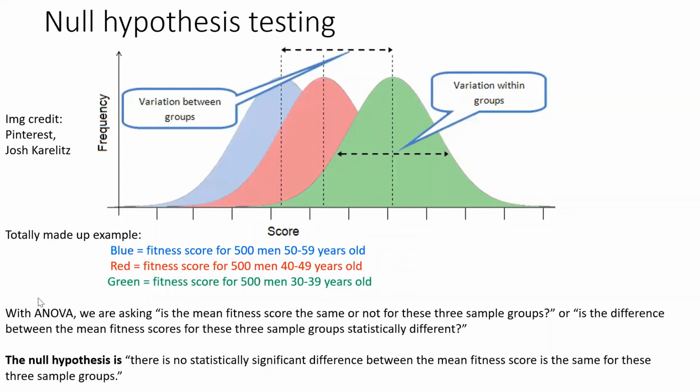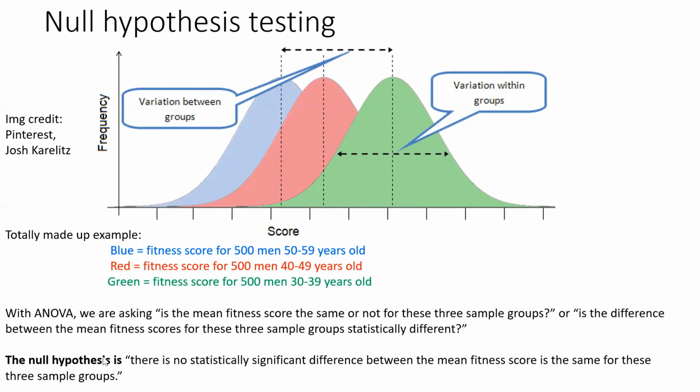So what we're asking with this null hypothesis test is whether the mean fitness score for the blue and the red and the green are the same or not. Are these histograms wide enough for us to consider those the same mean, or are they different means? Is the mean fitness score the same or not for these three sample groups? Or is the difference between the mean fitness scores for these sample groups statistically different?